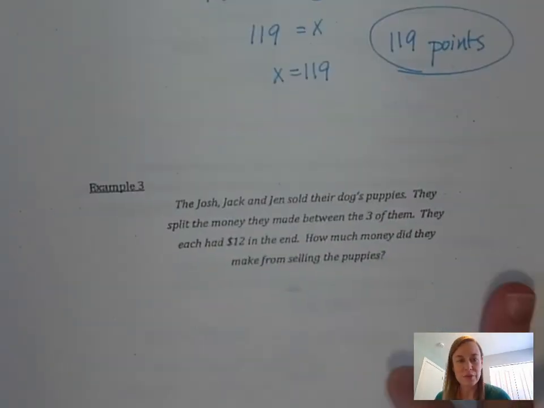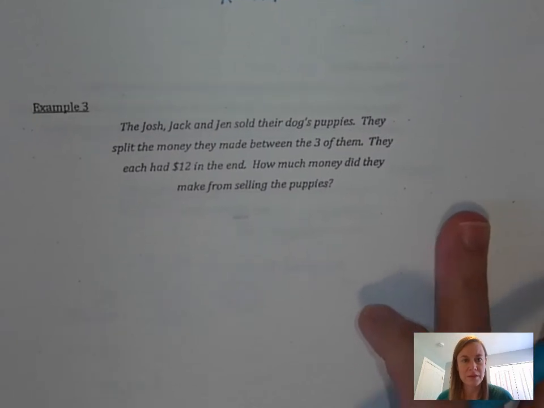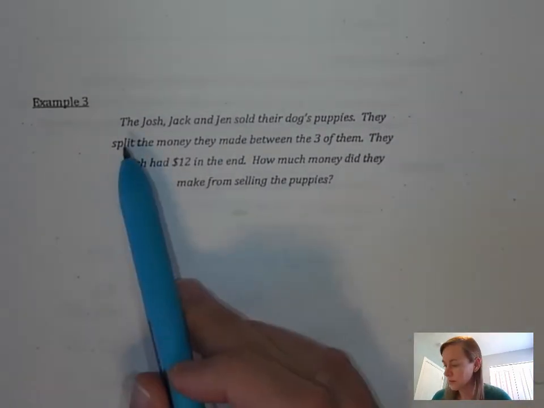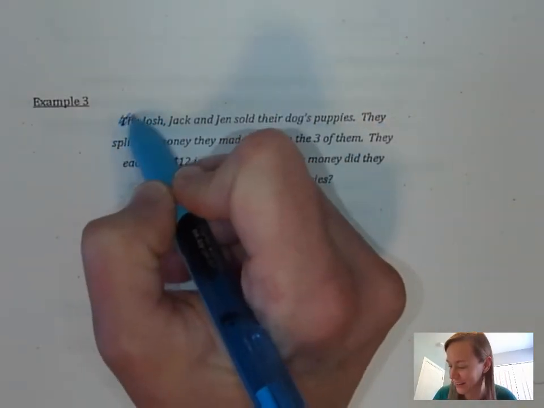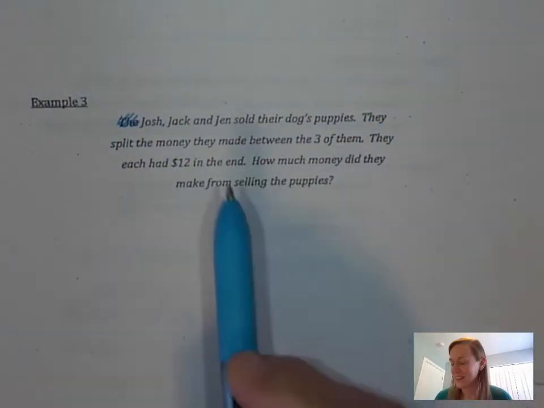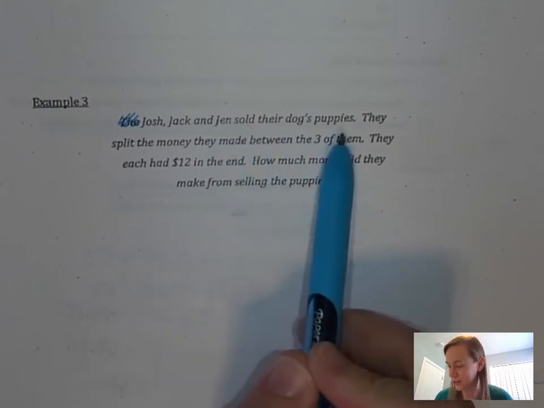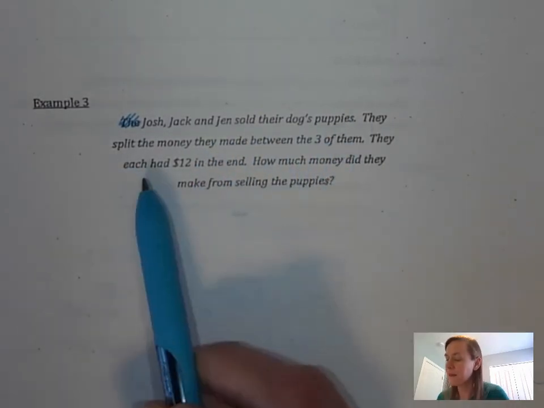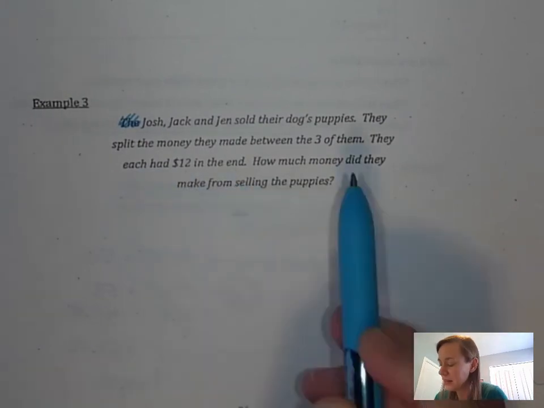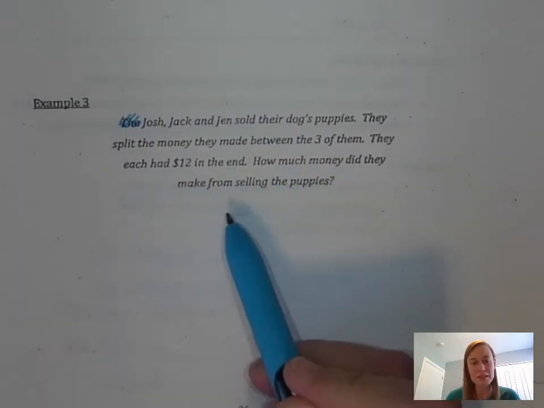Okay, example 3. Let's read it. I think that's a misprint. Here we go. Let's try that again. Josh, Jack, and Jen sold their dog's puppies. They split the money they made between the three of them. They each had $12 in the end. How much money did they make from selling the puppies?